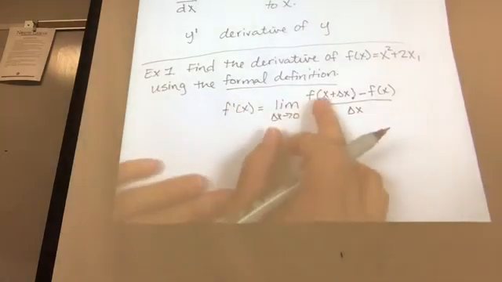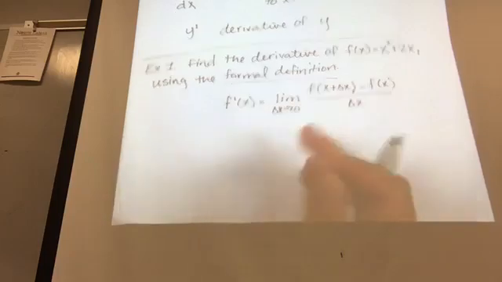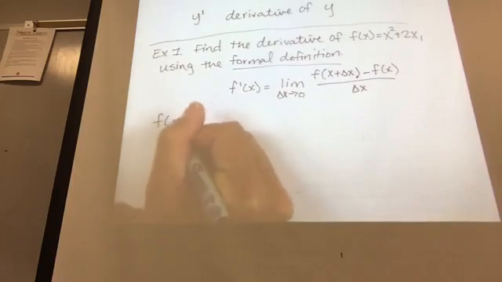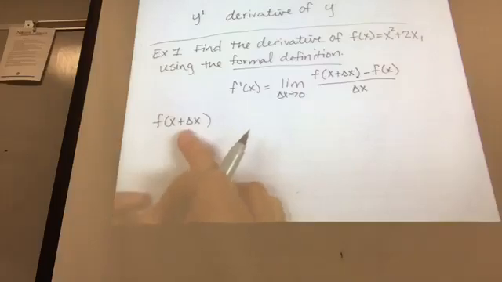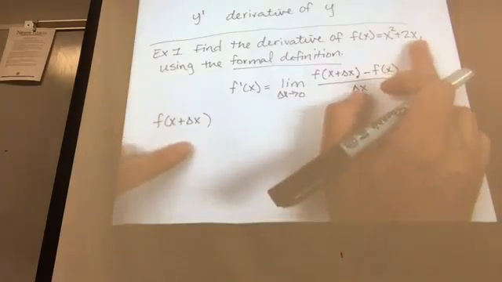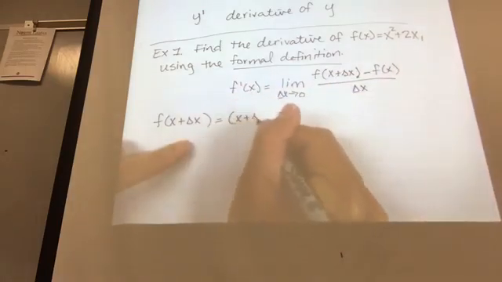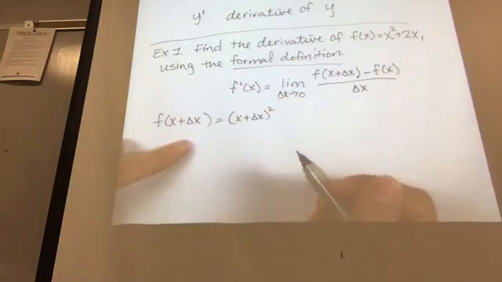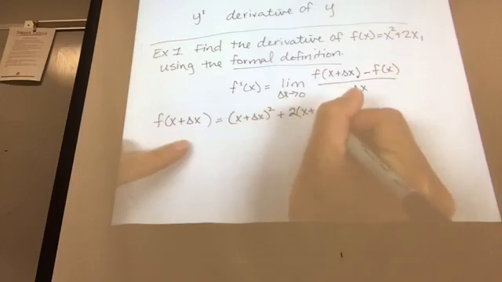Okay, so I need to figure out what is f of x plus the change in x. And that's just plugging into my equation. My input is x plus the change in x, so wherever I see an x, that's what I'm plugging in. So I'll rewrite it as x plus the change in x squared plus 2 times x plus the change in x.